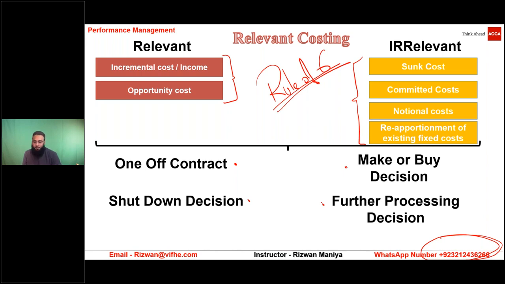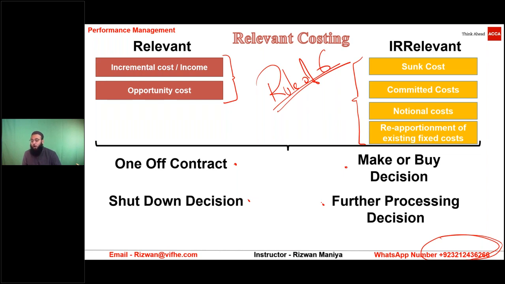Now, my point here is you all should have a really good grip over this rule of 6, and this will make your life really easy. The first is incremental cost or revenue. If one particular cost will arise because of your decision, so that's incremental, that's additional, and that's relevant cost, and it could be the revenue as well. I'll give you examples when I move towards the questions further.